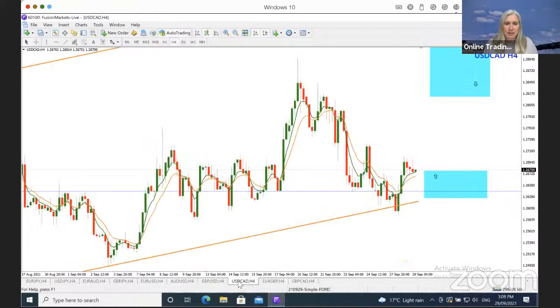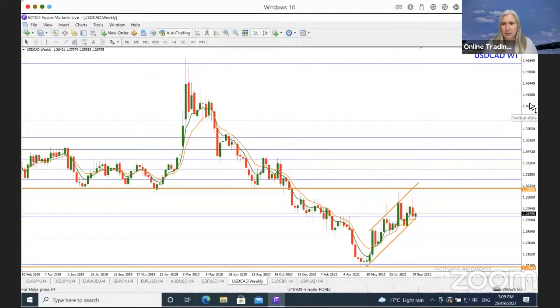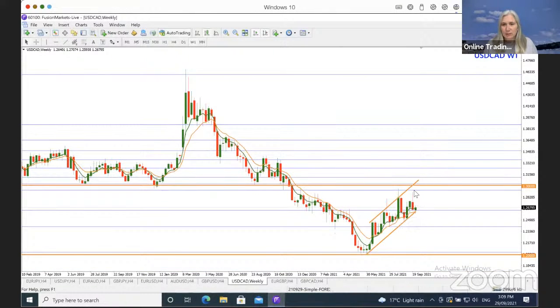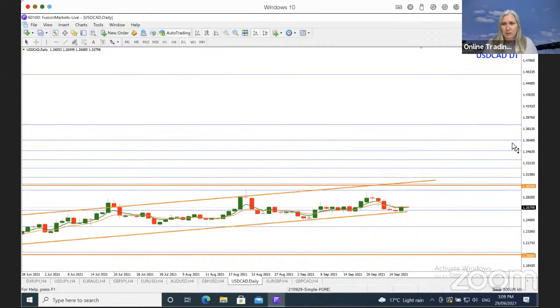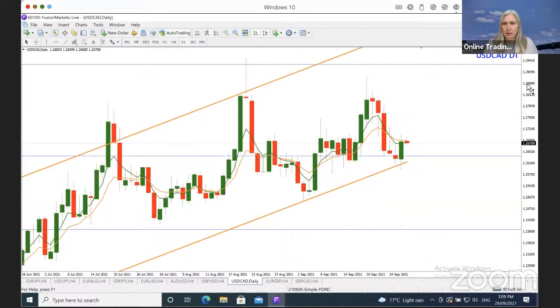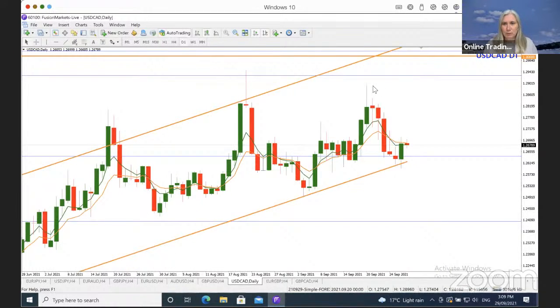Next currency pair is USD CAD, and on USD CAD, I'm looking for long. On the weekly, it's actually quite close to the top of the channel where it's been at the moment, so I'm just cautious to make sure there's enough room. On the daily, there's really only room to the tops here because I'm not sure if it's going to go further up.